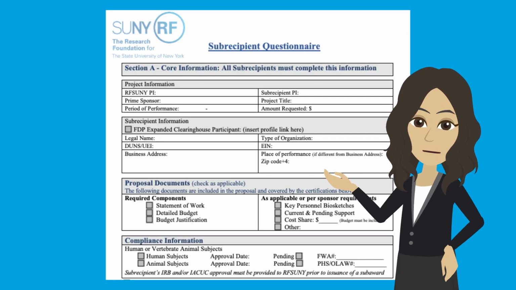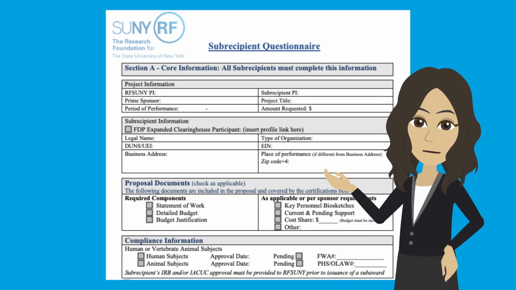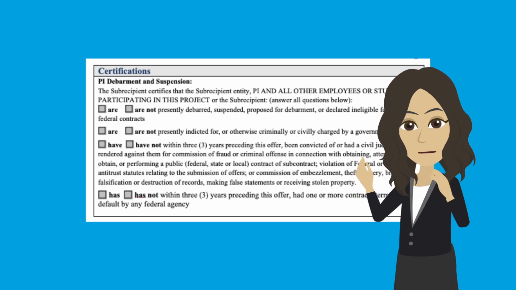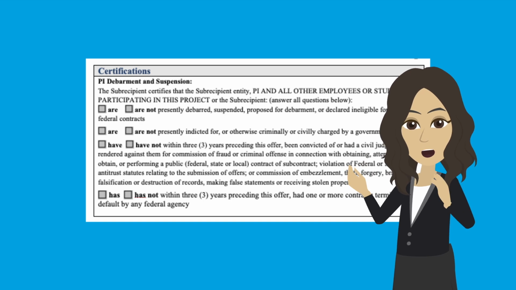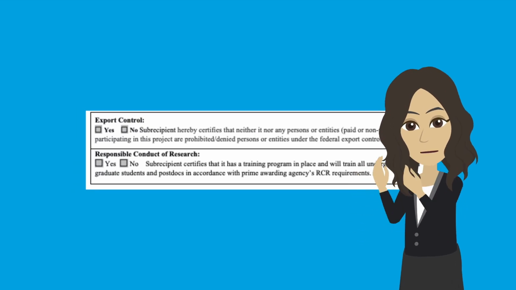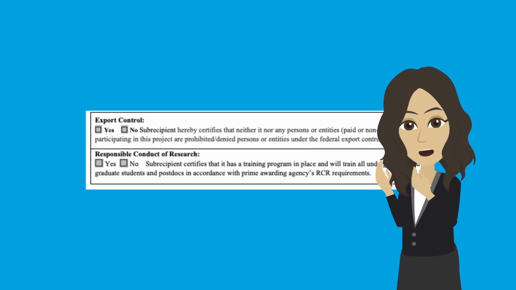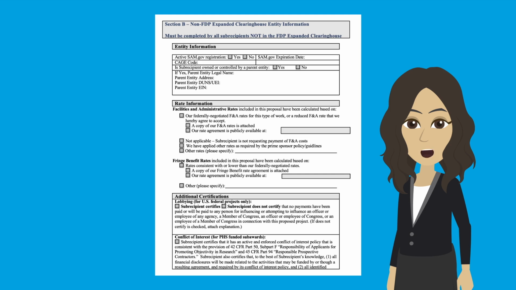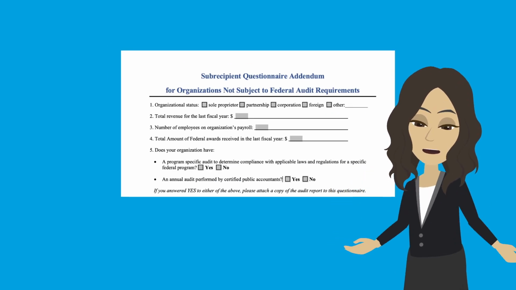This questionnaire asks the subrecipient to certify whether there are any issues that might prevent or restrict them from working on a federal contract. For example, debarment, suspension, criminal or civil violations, or any previous federal contracts having been terminated for default. It also asks them to certify things like any export control restrictions and that they have a responsible conduct of research program in place. There are additional questions if the subrecipient is not a member of the Federal Demonstration Partnership Expanded Clearinghouse, addressing any related lobbying activities, conflict of interest management, and audit status. The final page is the questionnaire for any subrecipients who are not subject to federal audit requirements.